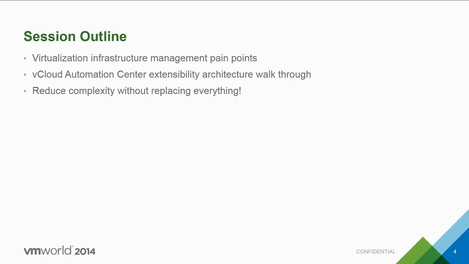Very quickly on the agenda. We'll talk about the virtualization infrastructure pain points and different problems that you have managing it. And then we'll go over some of the extensibility points of vCloud Automation Center. And like I said, specifically we'll talk about infrastructure. There are more, but we'll go over 4 areas as applicable to one of the use cases.